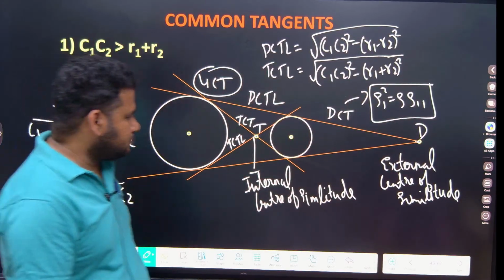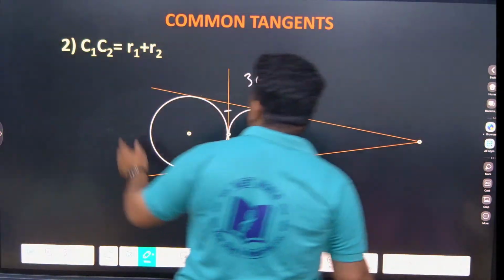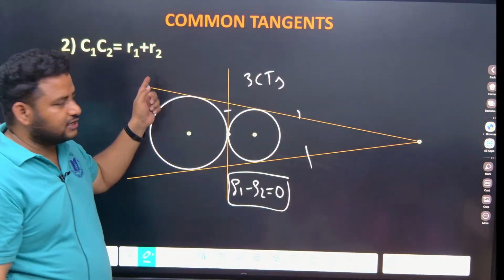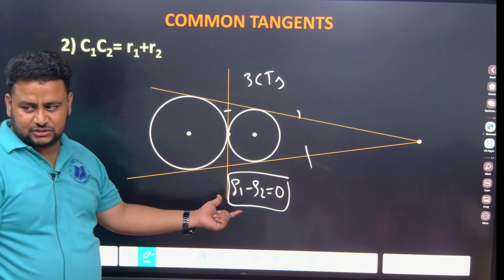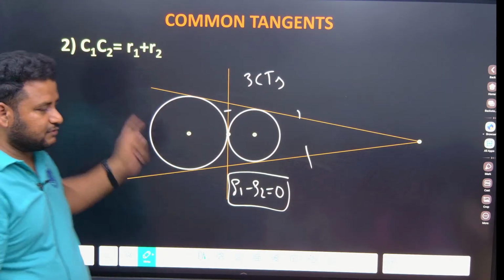Clear? Then if C1 C2 is equal to R1 plus R2, how many will you have? 3. And here the equation is the same, S1 minus S2 is equal to 0.